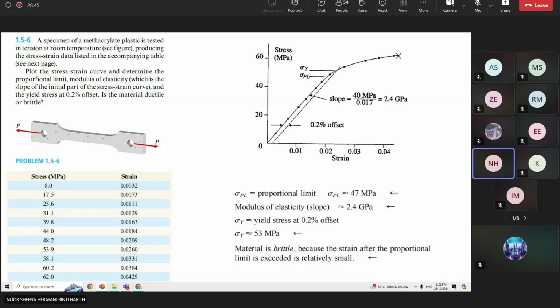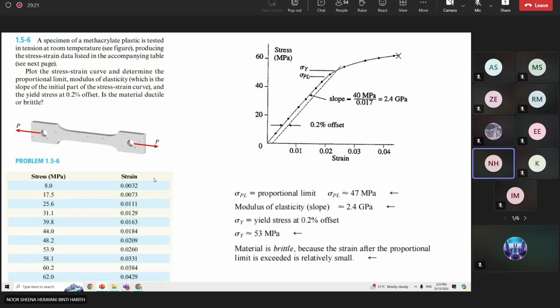So what you need to do is plot the stress strain curve on graph paper and determine the proportional limit, the modulus of elasticity, which is the slope of the initial part of the stress strain curve, and the yield stress at 0.2% offset. Is the material ductile or brittle? So there are three questions here. First is the plot.